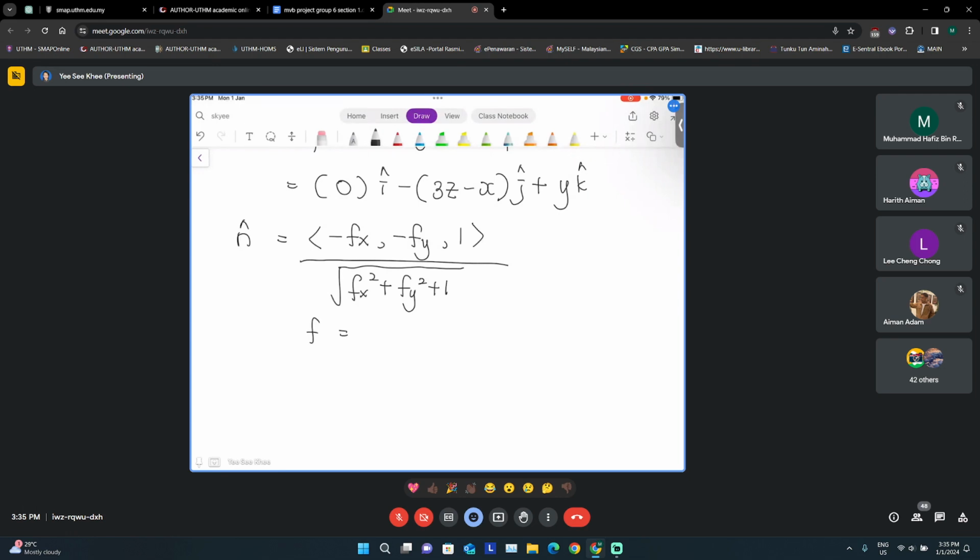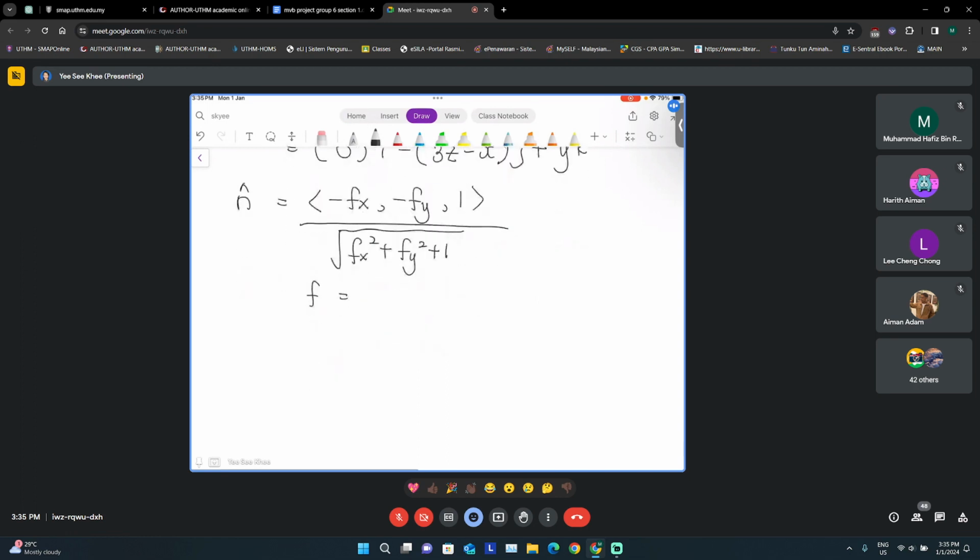So the F is the surface of the plane. We use this one, 2 minus 2x minus y. This is the equation of the plane given by the question. You just move the x and y to the right side and you can get this. Next is to find the differentiations. fx you get -2, fy you get -1.